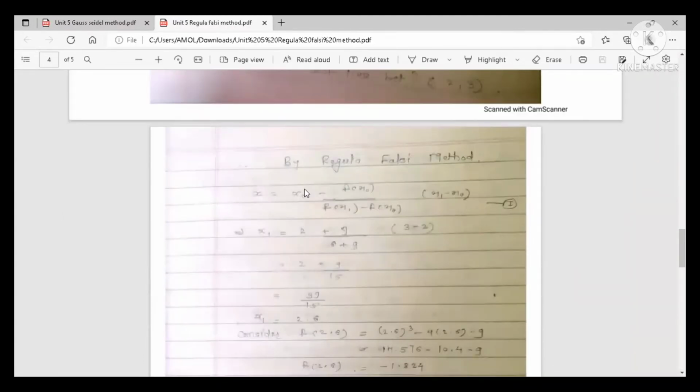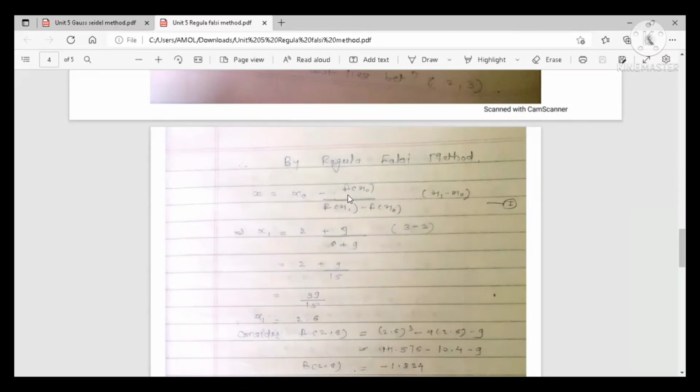Here it is: x is equal to x0 minus f of x0 upon f of x1 minus f of x0, in bracket x1 minus x0. Now here your x0 is 2 and your x1 is 3, because the root lies between 2 and 3. So x0 is 2 and x1 is 3. So put here the values.